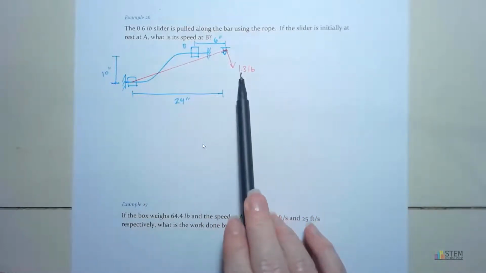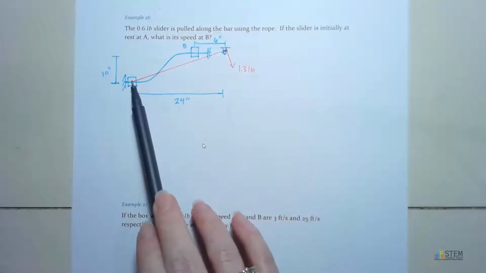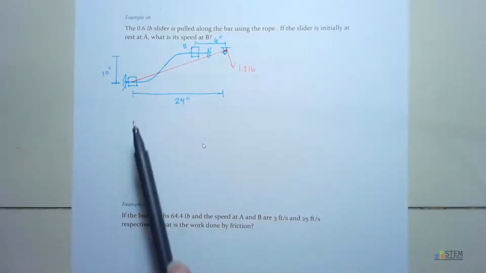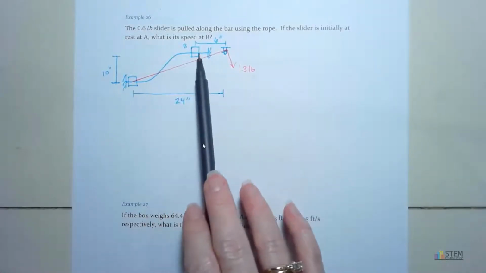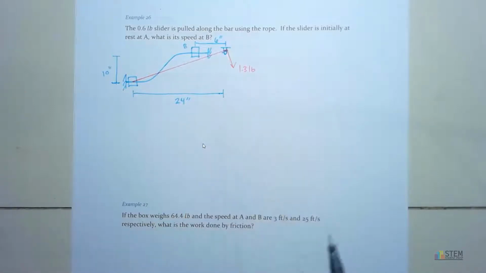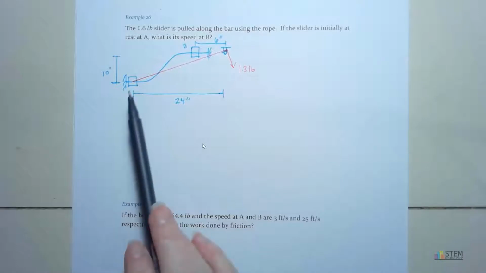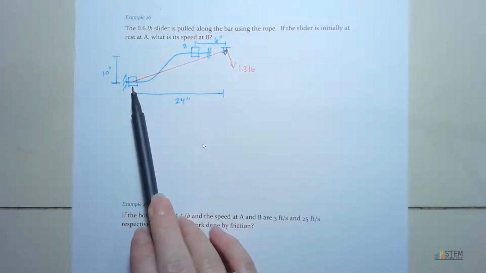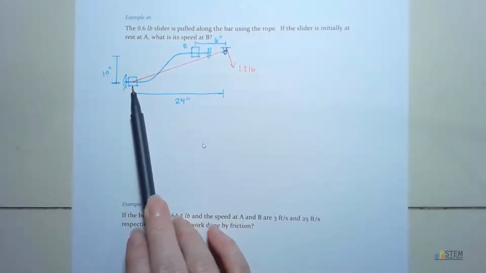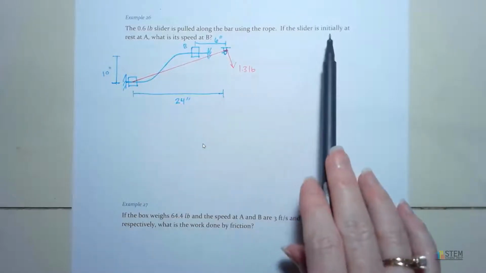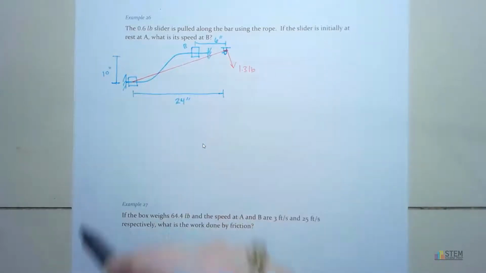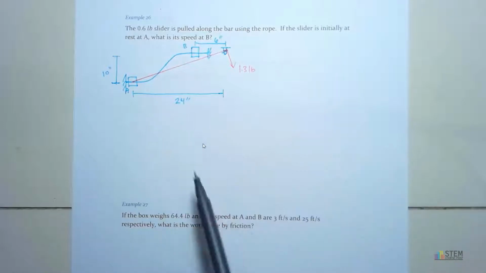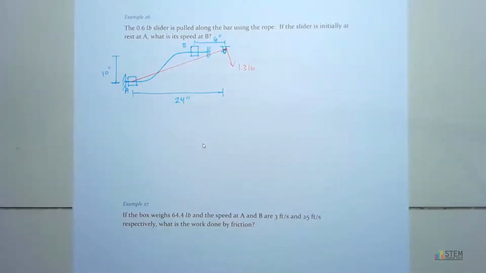And the tension in that rope is 1.3 pounds. So that'll be the force that's applied to that slider that causes it to move up here. Okay, and you can see all the lengths given there. Now the weight of this slider is going to be 0.6 pounds, and we're told the slider is initially at rest at A, which this is A right here. We want to find what its speed is at B.